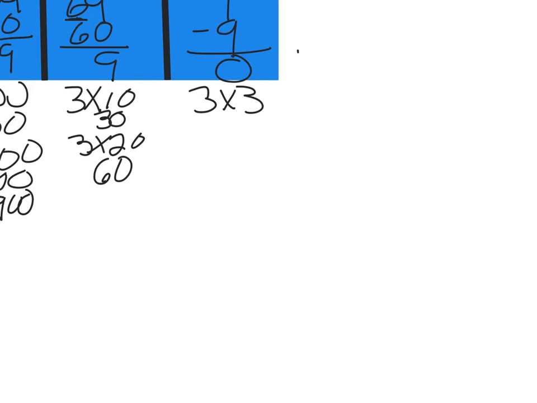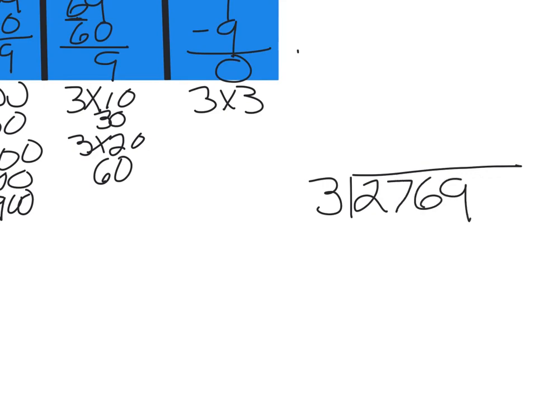This mirrors our standard algorithm of division thusly. Well, 27 divided by 3, that's 9. This would be our 900 number. 27, we bring down the 6. Well, this would be 60. It's in the tens place, so 60.